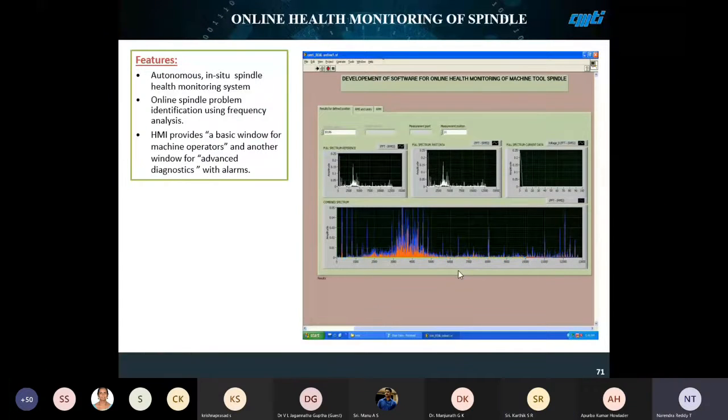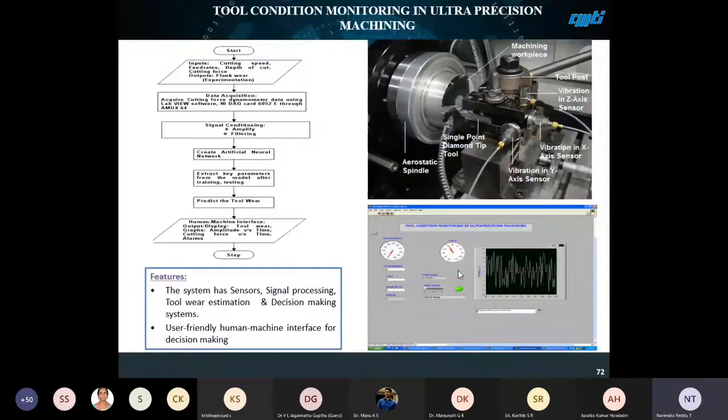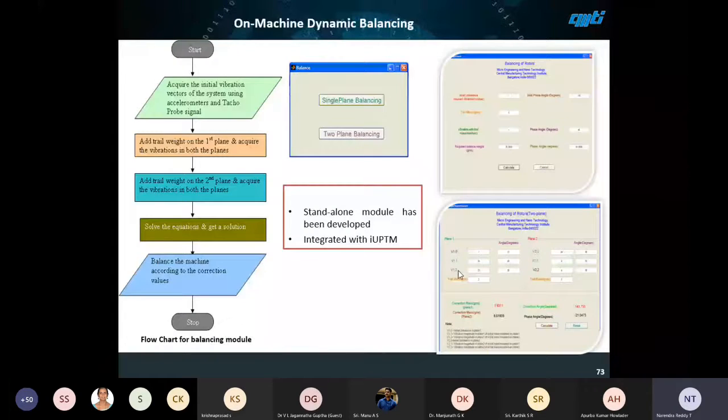For health monitoring, we have put a vibration sensor, and with the help of LabVIEW, we use the frequency spectrums to detect faults. And for online machine balancing, this is work we did long ago. Here also, with one vibration sensor and either an encoder or a tachoprobe, you can balance your spindle very effectively at the machine level itself.